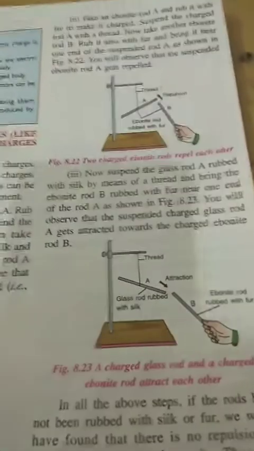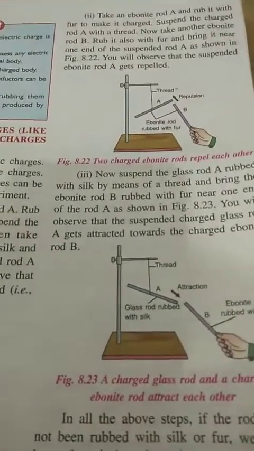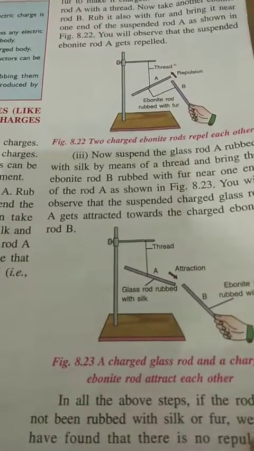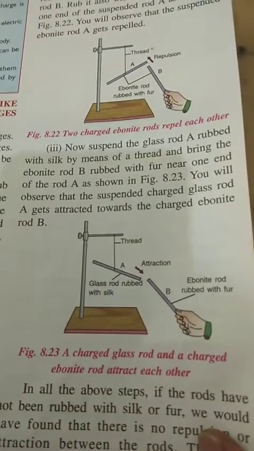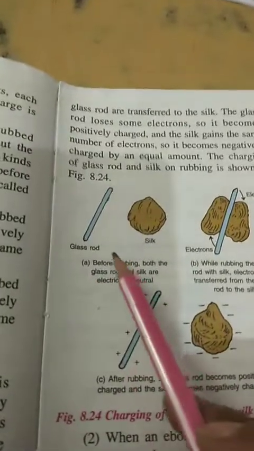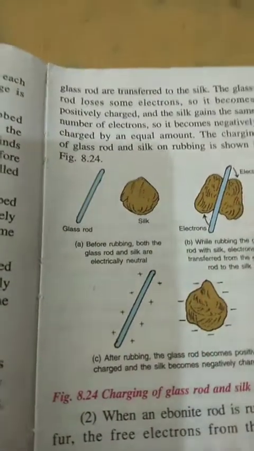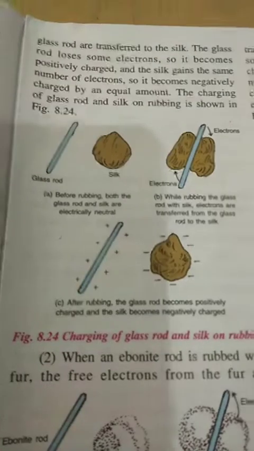Now the next part, we will study what type of charge the glass rod has when it is rubbed with silk, and what type of charge the ebonite rod has when it is rubbed with fur or cat skin. So let's see. The glass rod is rubbed with a silk piece of cloth.